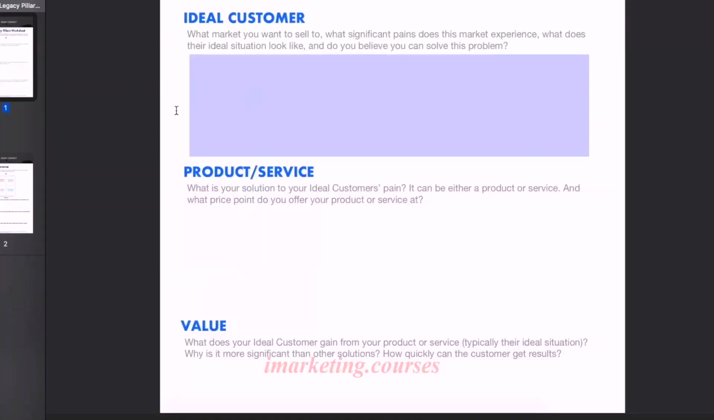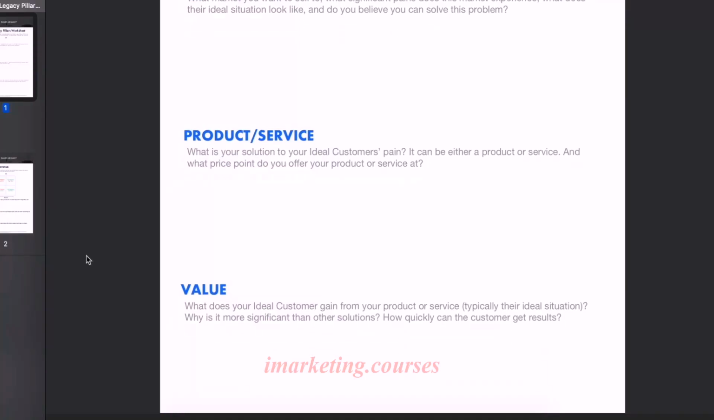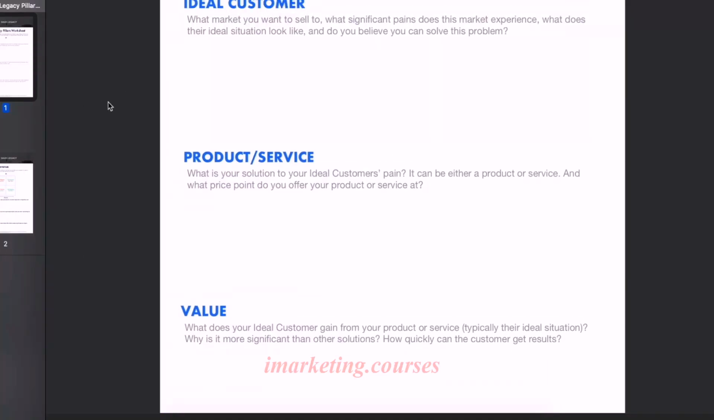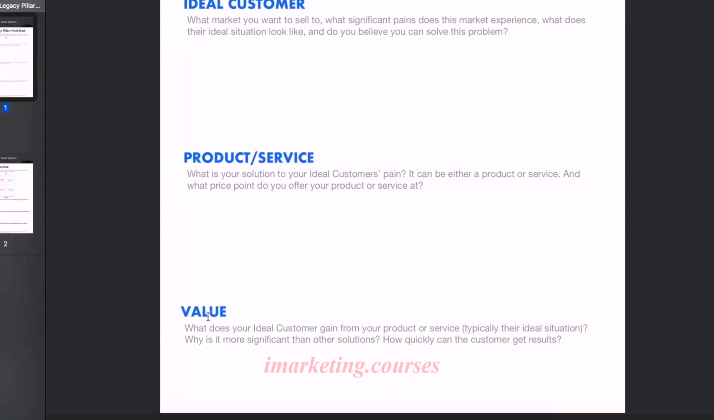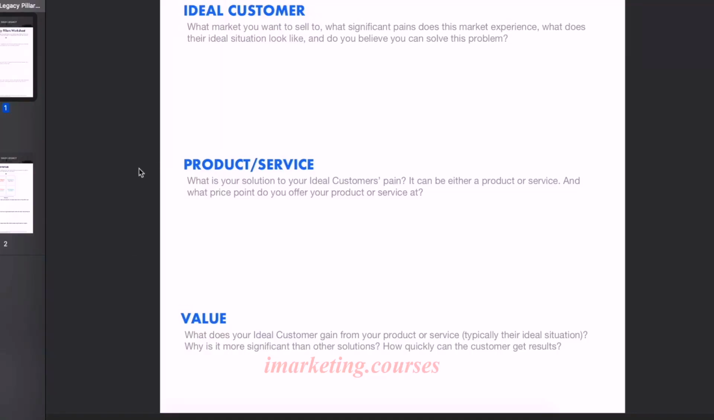These are the 3 questions that you definitely have to have answered before you even start pitching your product or service to anyone, because you need to understand who you're selling to, what you're selling, and why they should be buying. Those are 3 basic pillars that you can use to validate whether you actually have a good idea and you're actually solving someone's pain.